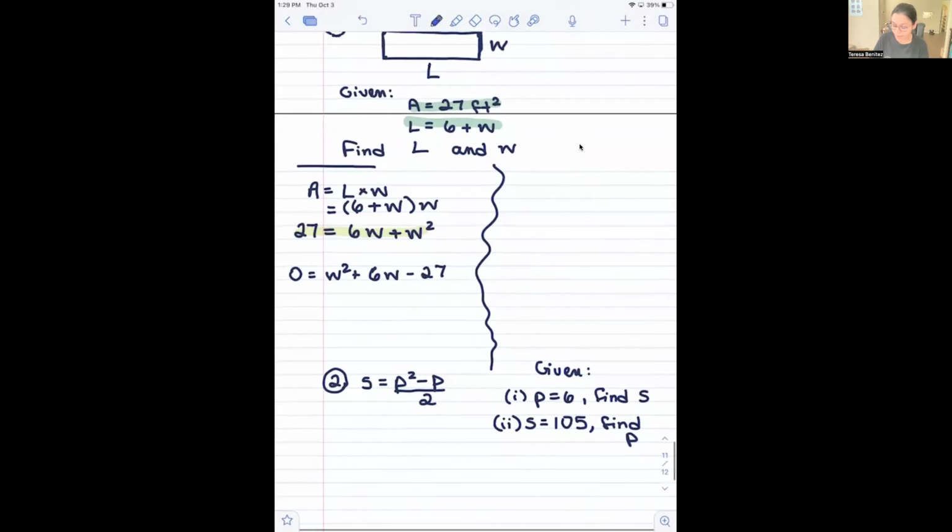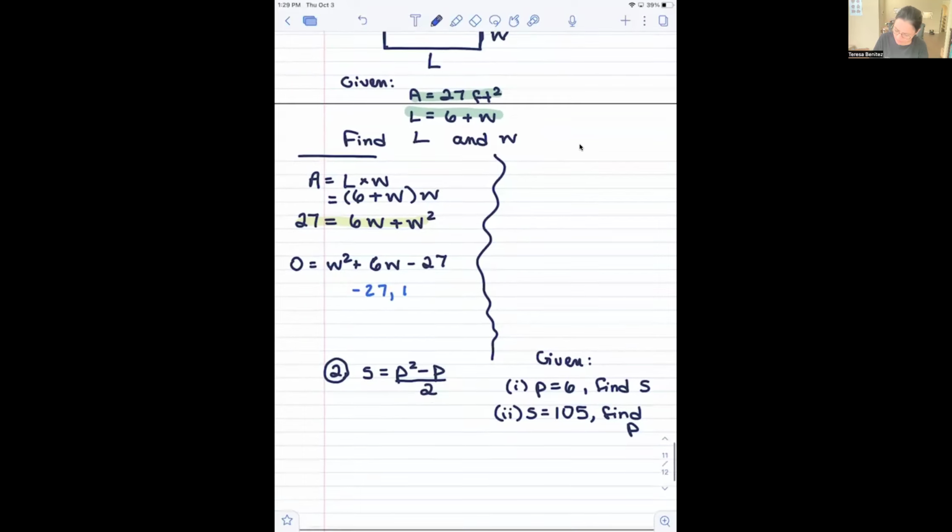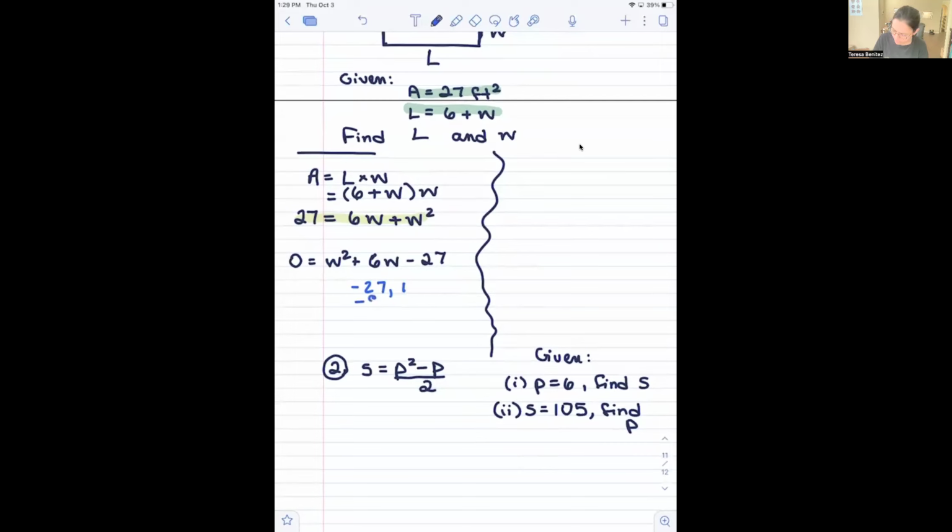Looking for numbers that add up to 6 and multiply to negative 27. So I have negative 27 and 1. Does that add up to 6? It doesn't. What about negative 9 and 3? That adds up to negative 6. So I'm close to negative 3 and 9. Those two numbers, my apologies, they do add up to 6, and we can multiply them and get negative 27. Therefore, I can factor 0 equal to W squared plus 6W minus 27 as 0 equal to (W minus 3) and (W plus 9).